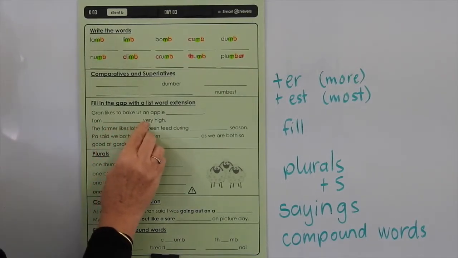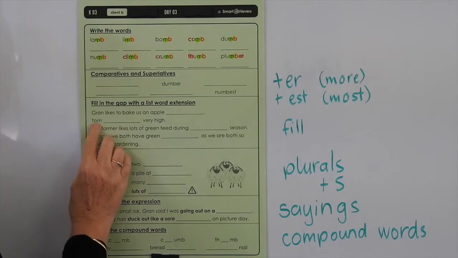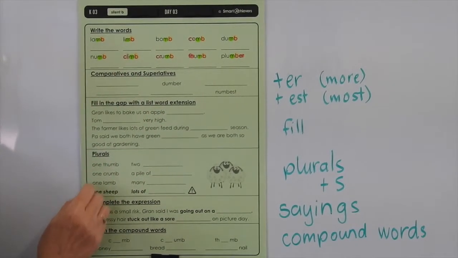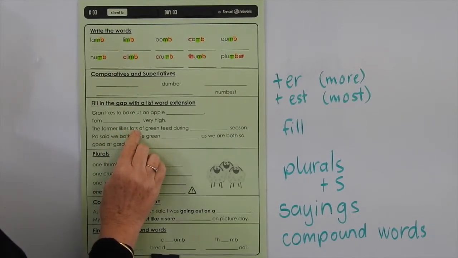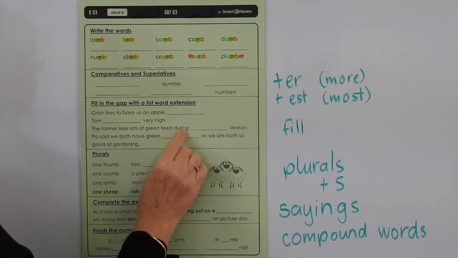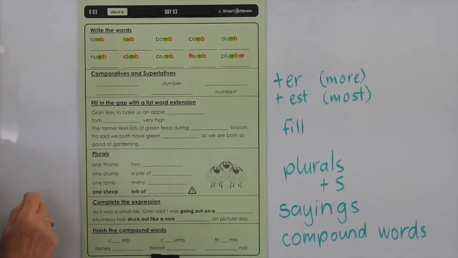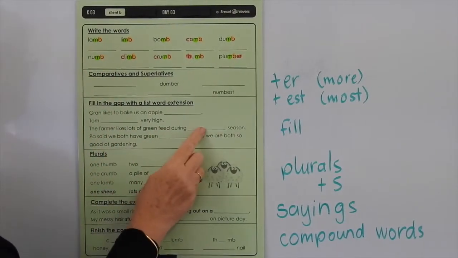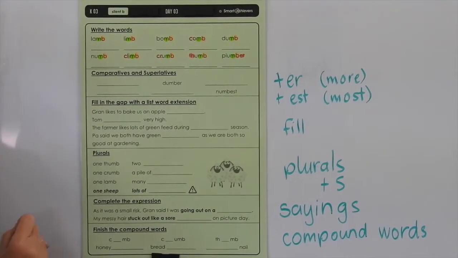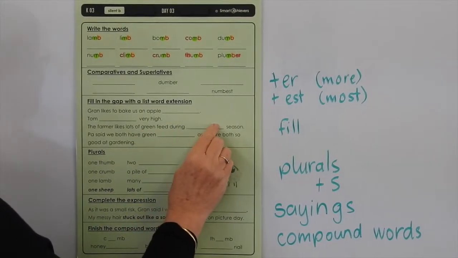Tom something very high. Tom climbed very high. The farmer likes lots of green feed during something season. Well, what's a farming word up here? It'd have to be lamb during lamb season. No, that doesn't sound right. We'd have to put lambing season.